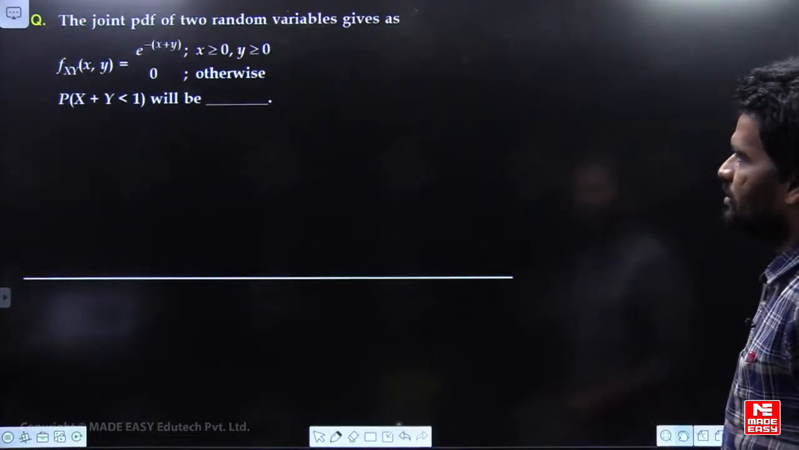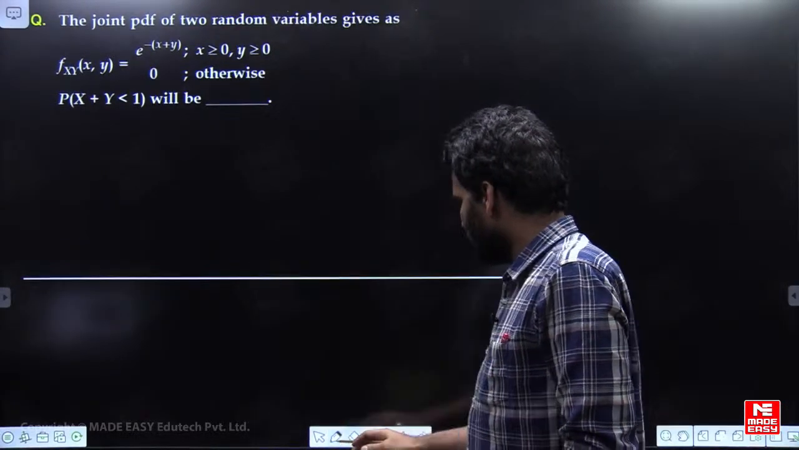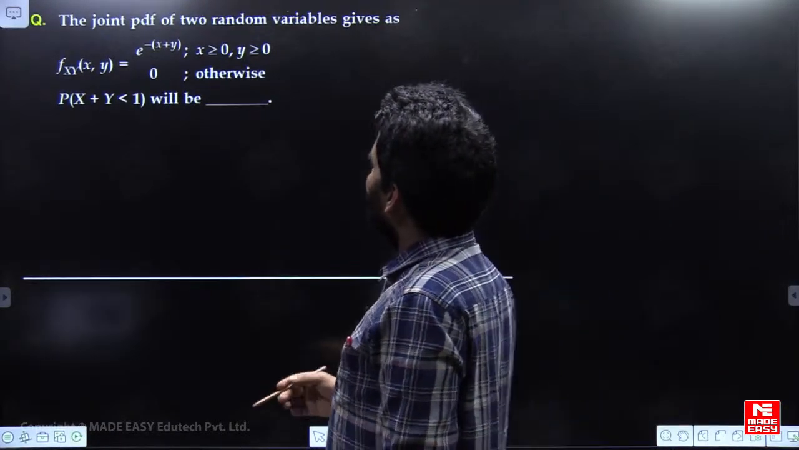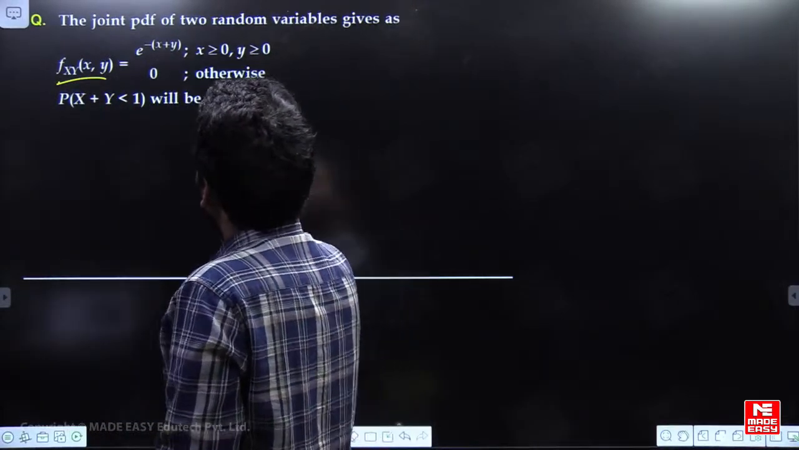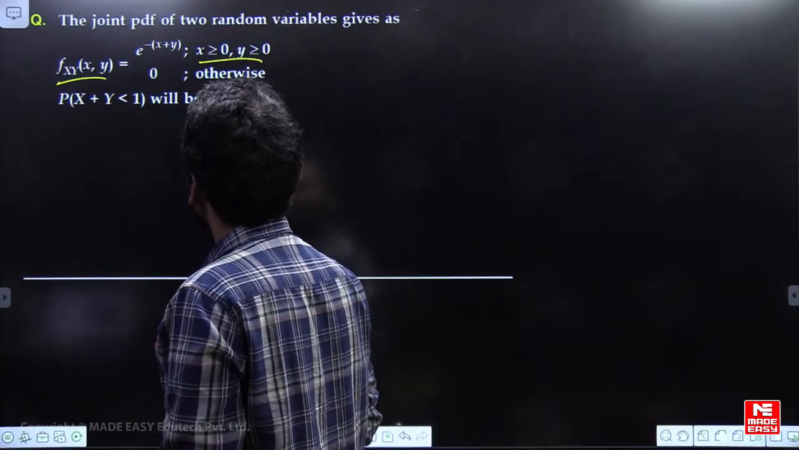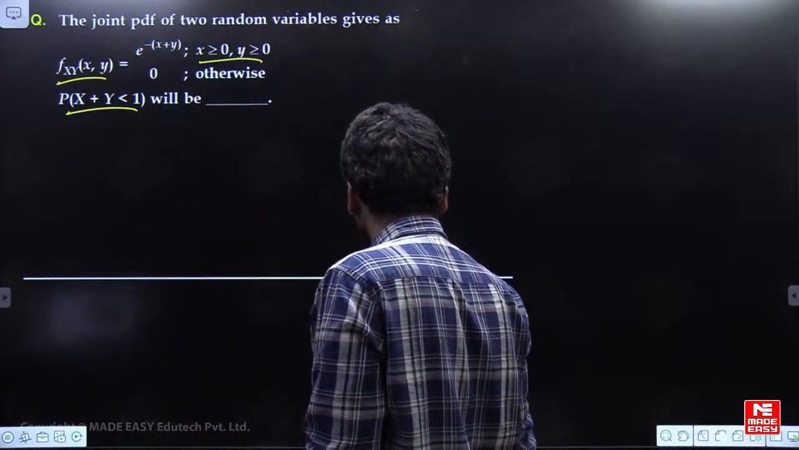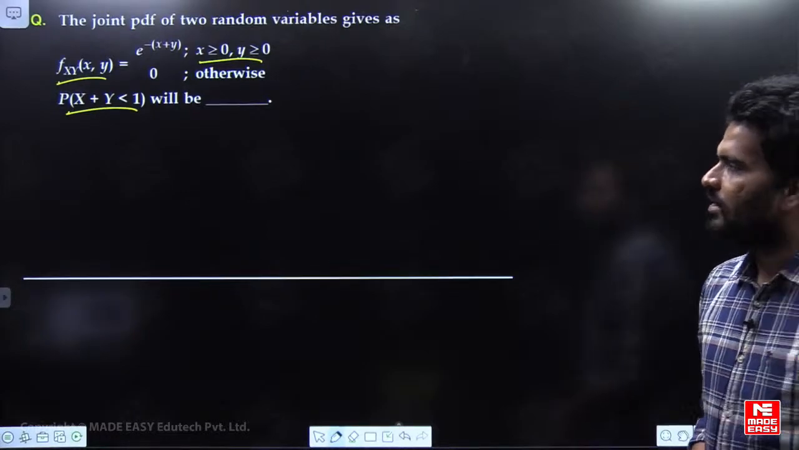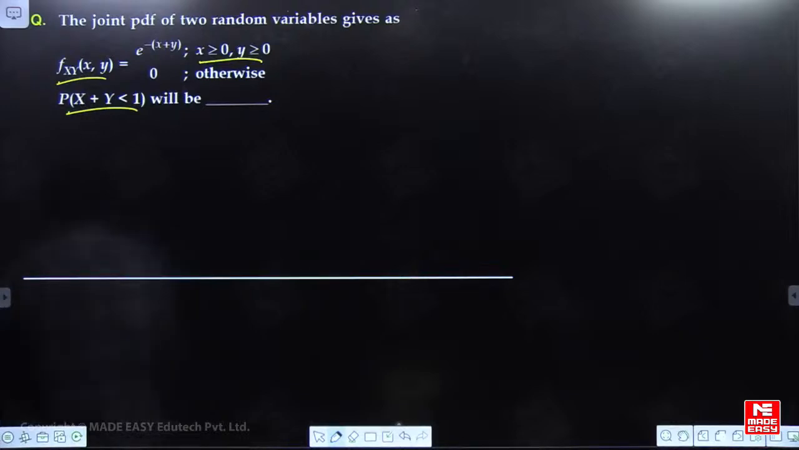Next, if you see this question, in mathematics also, I hope you come across such questions. The joint PDF of two random variables is given, f_XY(x,y) equals e power minus (x plus y), where x is greater than or equal to 0 and y is greater than or equal to 0, and 0 otherwise. We have to find the probability of x plus y less than 1. How to get probability from a density function? Area.